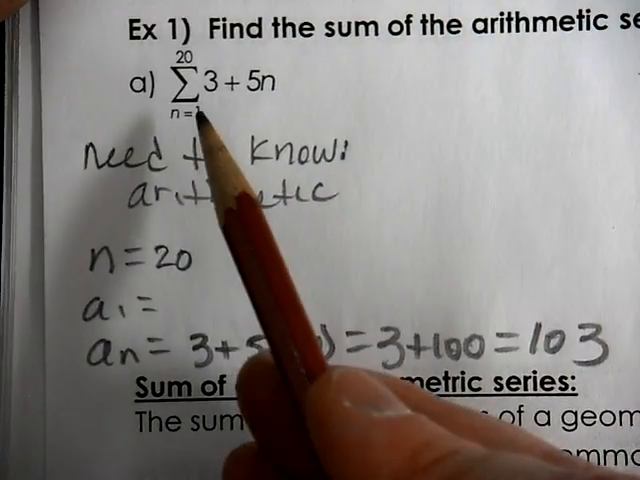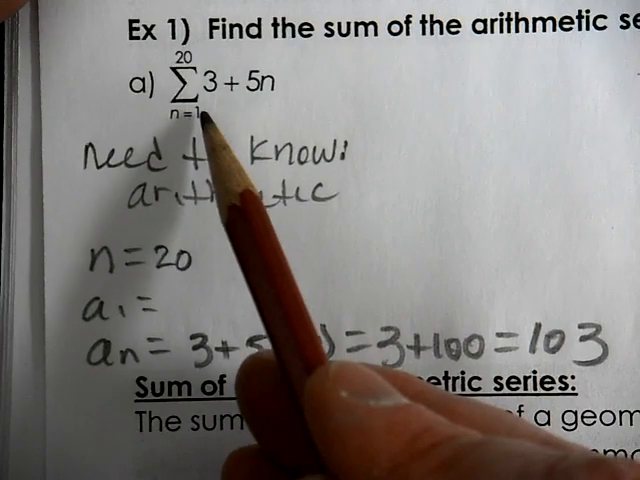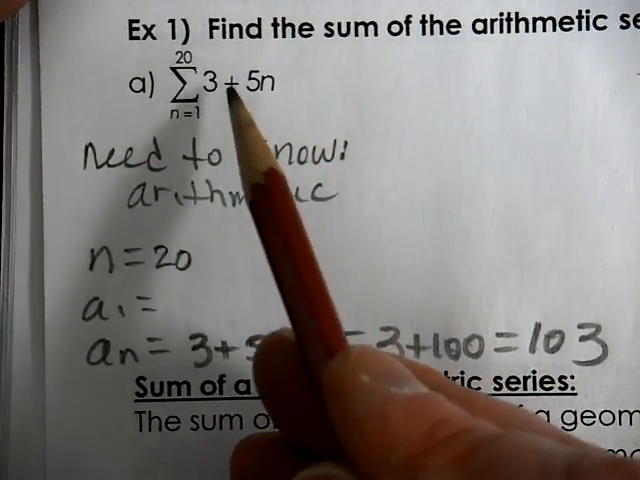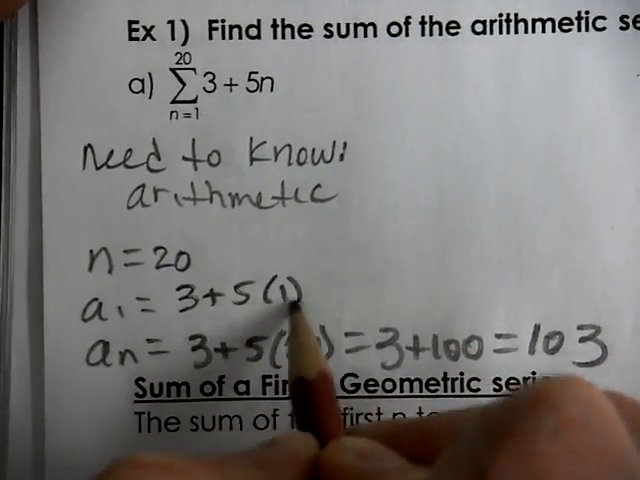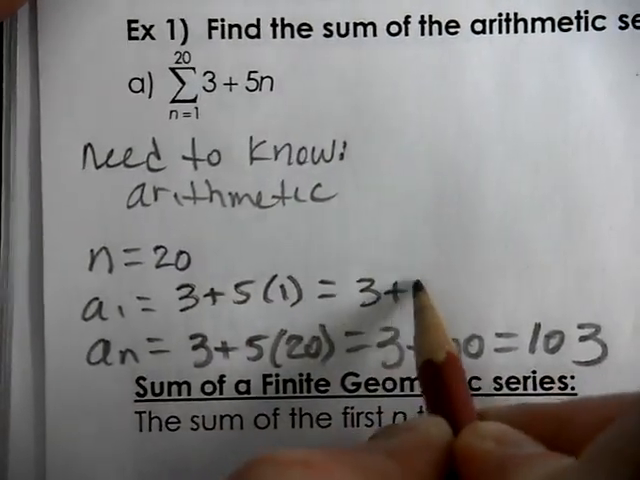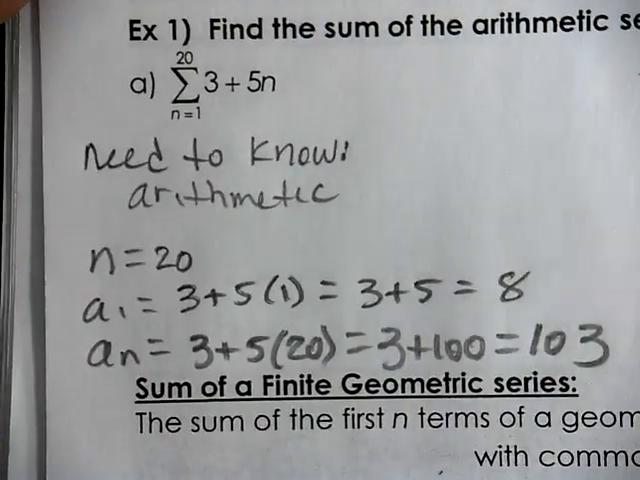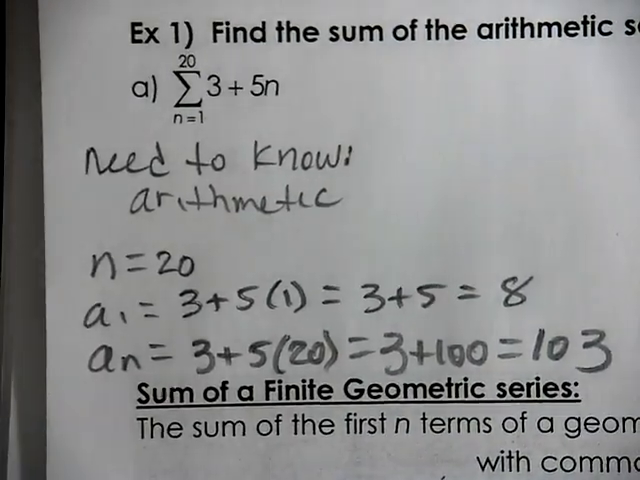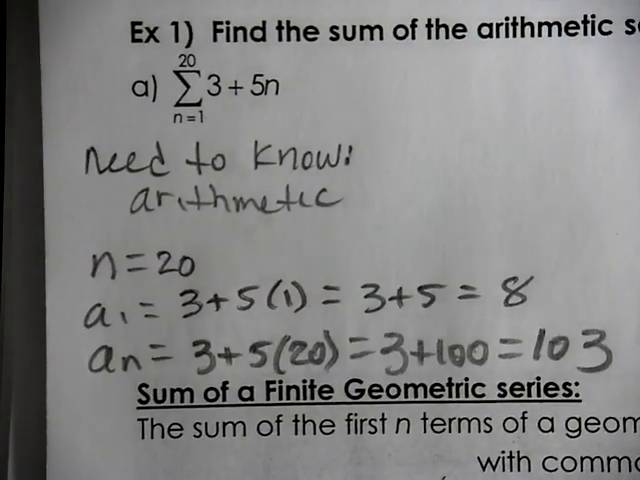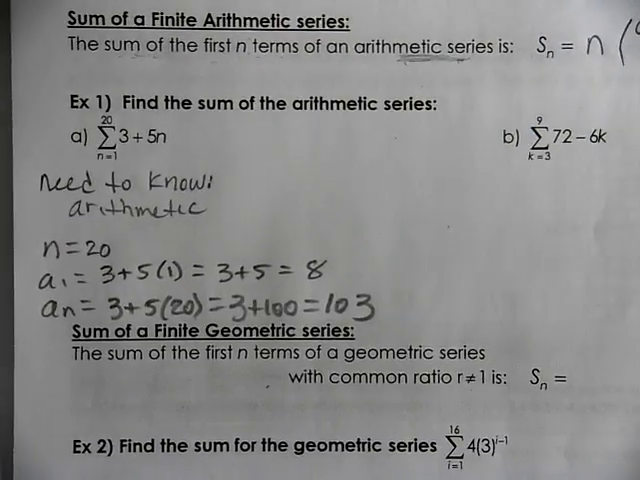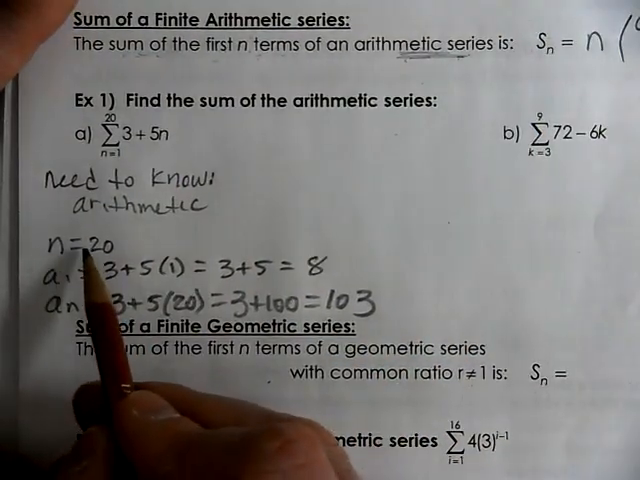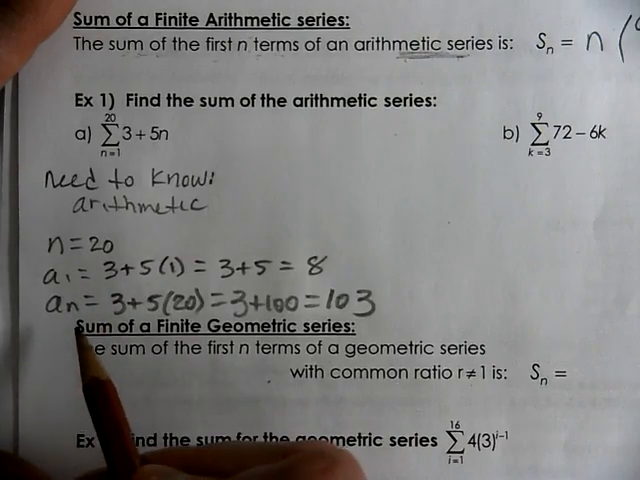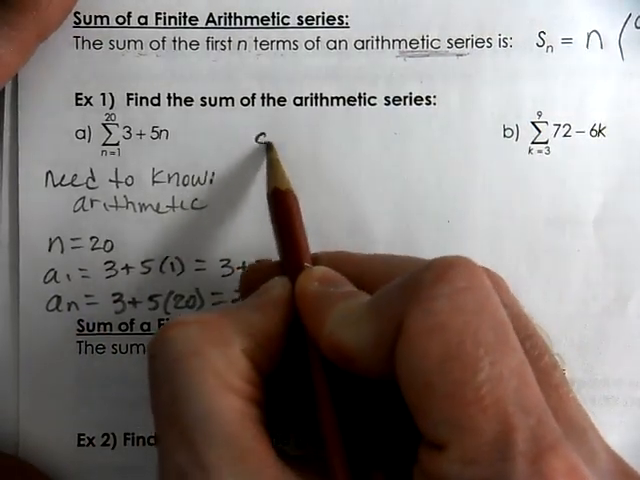Your first term is plugging in this bottom number. By plugging in the bottom number, we get 3 plus 5 times 1. That gives us 8. Now we know everything we need to. We know it's arithmetic because the rule is linear. We know what the number of terms, the first term and the last term are.